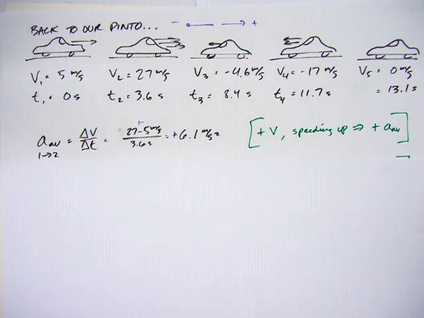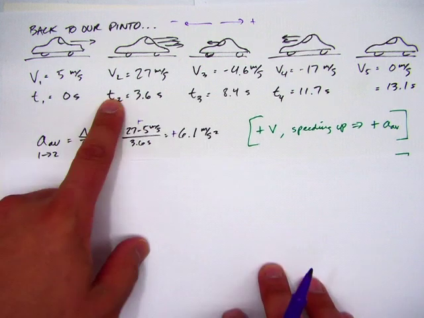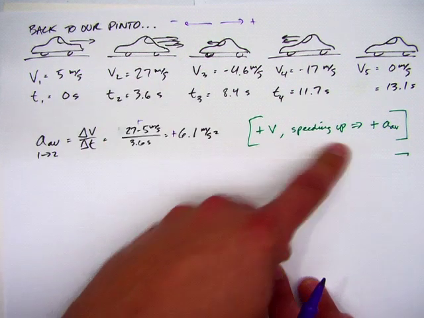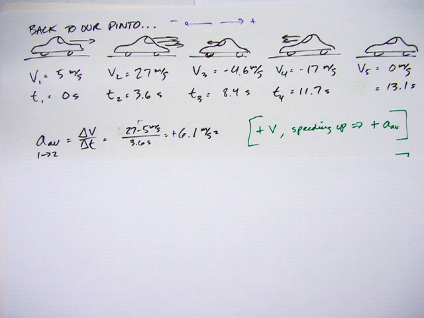So I have a positive velocity and I'm speeding up, I have a positive average acceleration. So I'm going to the right and I'm gaining speed, I'm gaining velocity. That is going to combine to give me a positive average acceleration.